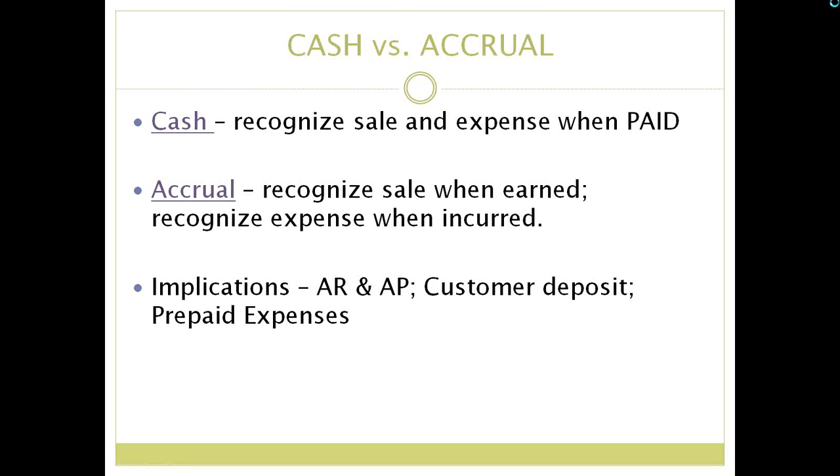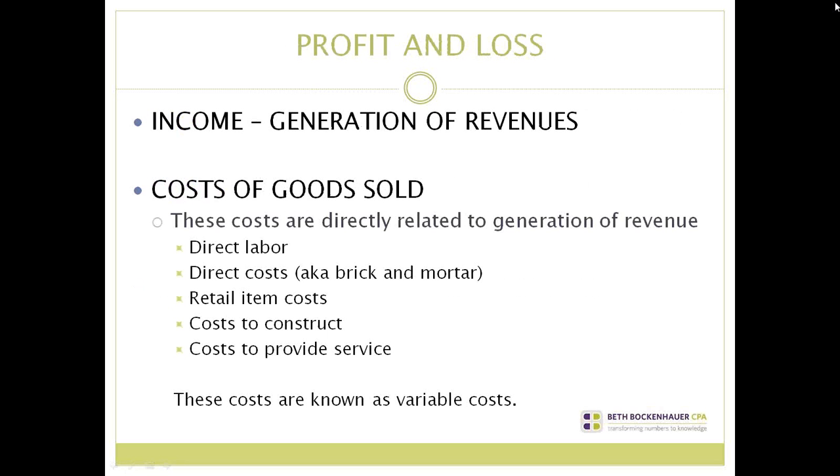So we're going to jump right in here and we're going to talk about the profit and loss. And the profit and loss actually has, I broke it down into 4 sections. And we're going to cover the first 2 sections here in the next few slides. And the first 2 sections are income and the cost of goods sold. And income is simply the generation of revenues. This is how you make money doing what you love, running your business.